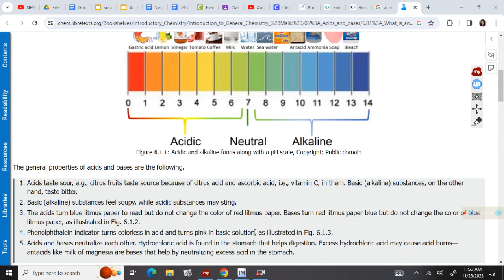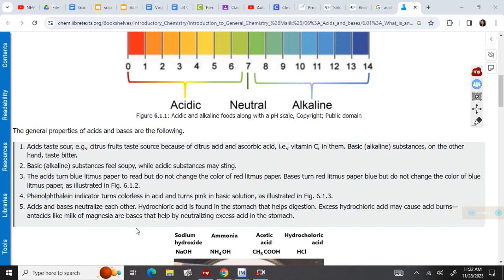When you have an indicator like litmus paper, which can tell you whether you're dealing with an acid or base, it will turn red in an acid and blue in a base. Now, if you have blue litmus paper in a base, it will stay blue. If you had red litmus paper in an acid, it will stay red. Phenolphthalein is an indicator that will turn pink in a basic solution and clear in an acidic solution.